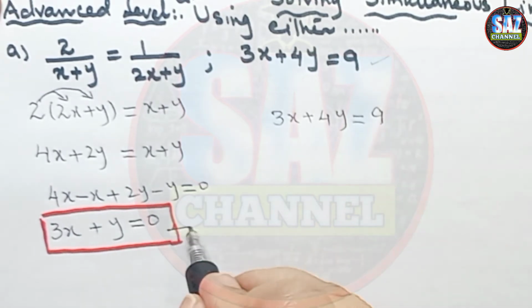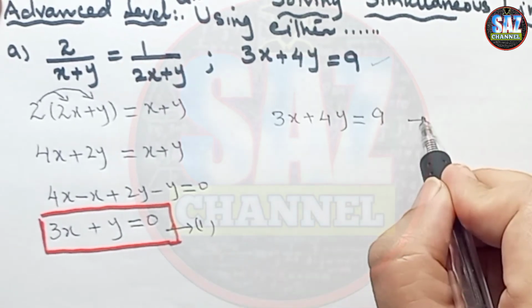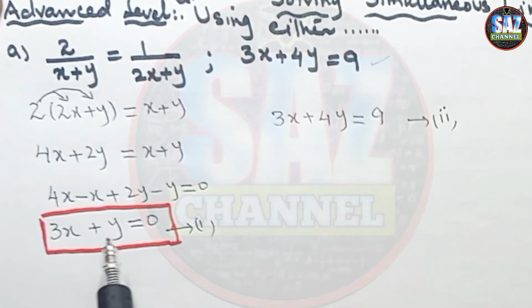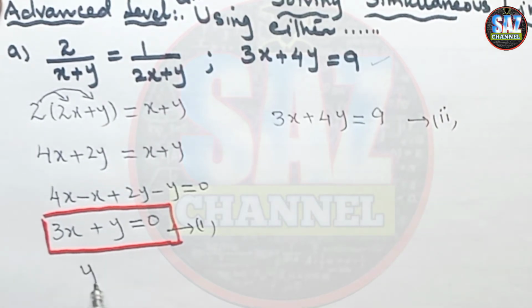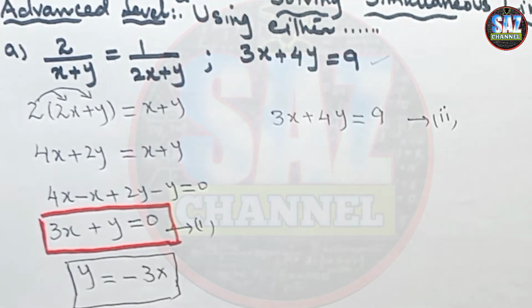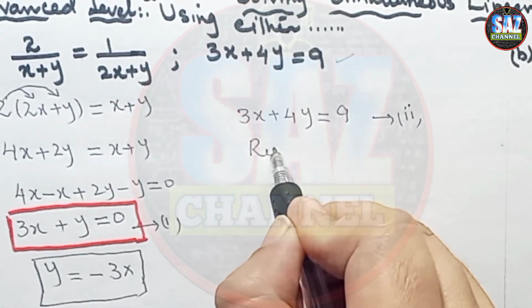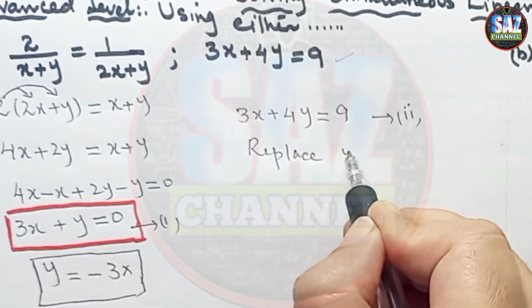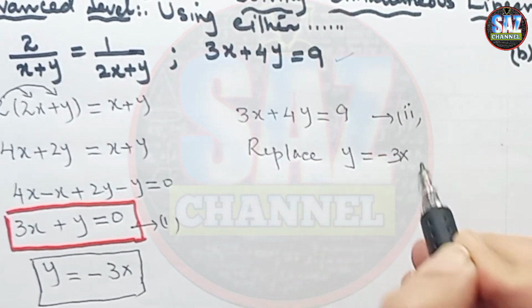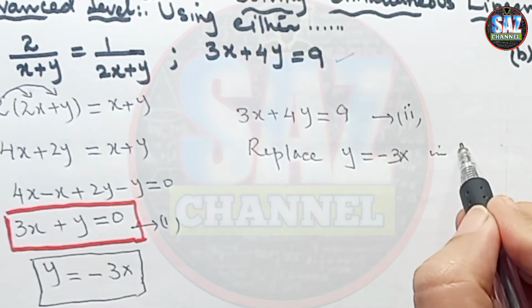Let this be equation 1 and this be equation 2. I can easily make y the subject of the formula by shifting 3x to the other side. y equals minus 3x. Now I have to replace y equals minus 3x in equation 2. So we are going for the substitution method for this question. Replace y equals minus 3x in equation 2, the second equation.